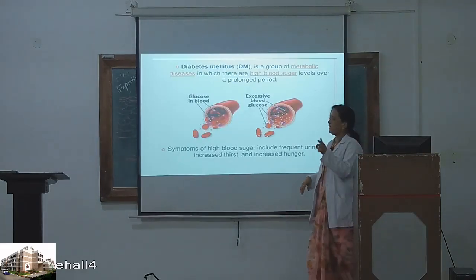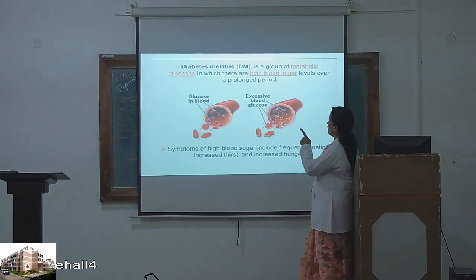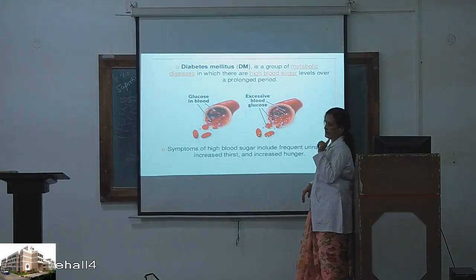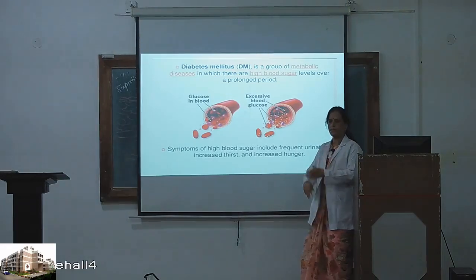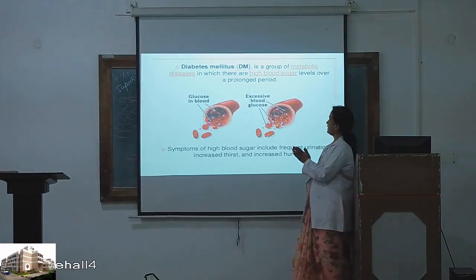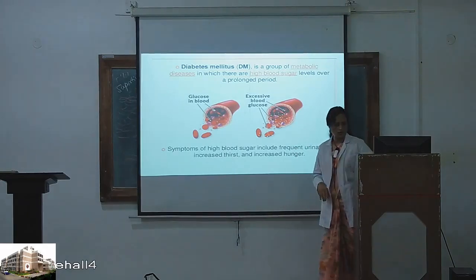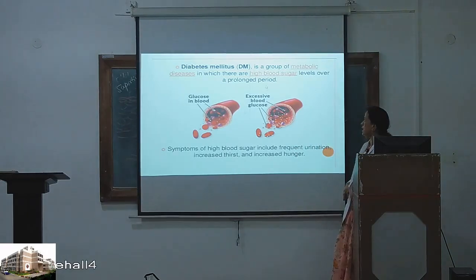Now, same thing I'm repeating. It's a group of metabolic disorders. So what is the characteristic feature? We said chronic hyperglycemia. That is nothing but high blood sugar level, so high blood glucose level. Chronic means over a prolonged period.